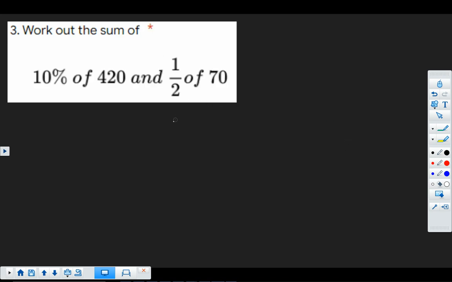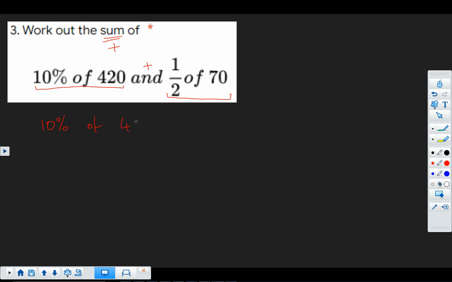Okay, well, we've actually got quite a lot to do here and 2 basic skills. So we first of all need to know what this word means here, work out the sum of. Well, the sum means add. So we're going to calculate 10% of 420 and we're going to add to it half of 70. So let's do those separate skills together. Let's start with the percentage.